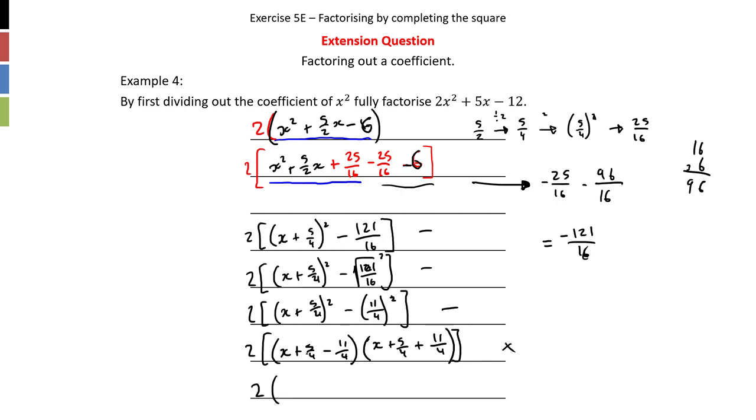So we can just write this as 5 on 4 minus 11 on 4. That will be x minus 6 on 4. Yep, bracket. 5 plus 11, that'll be x plus 16 on 4. So we can write this in final simplified form as 2 bracket x minus 3 on 2 bracket x plus 4. And there it is, factorized.